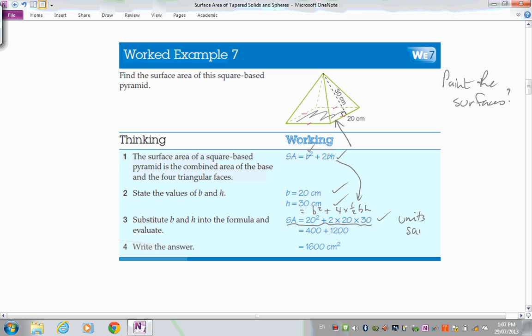That is, if it's in centimetres, everything's in centimetres, metres and so on, stay in the same unit. So you've got centimetres squared there.